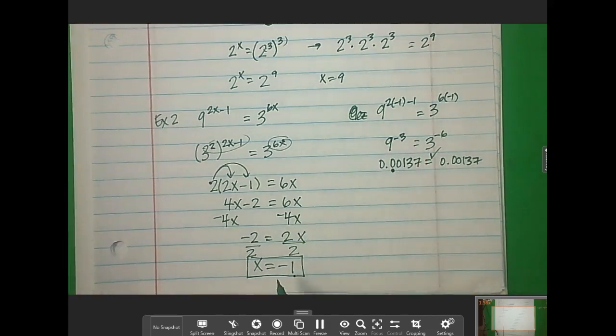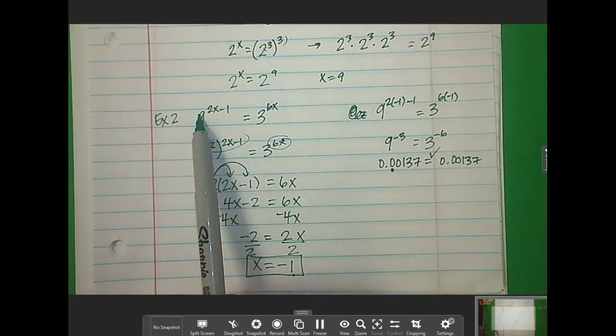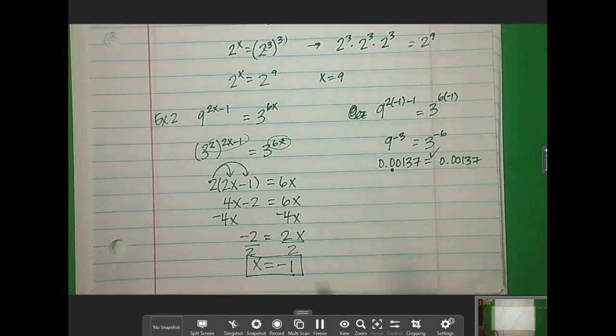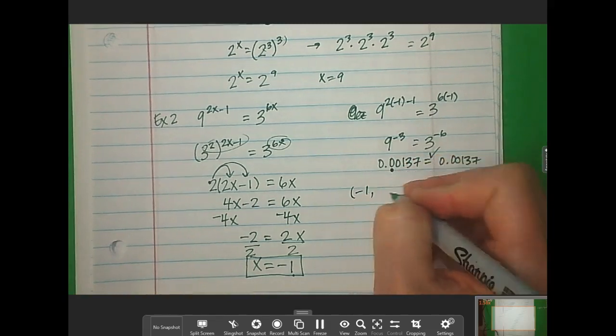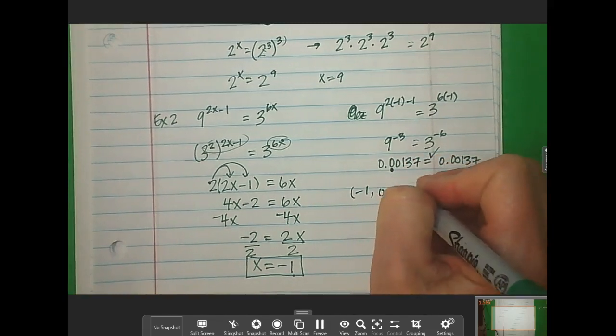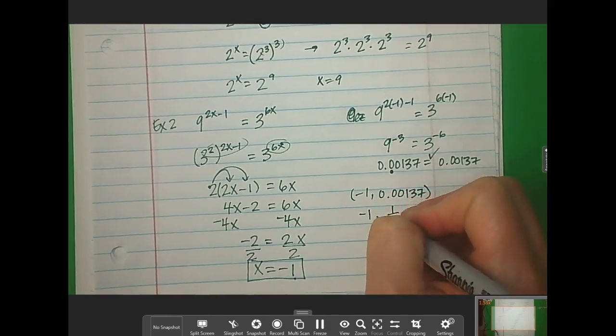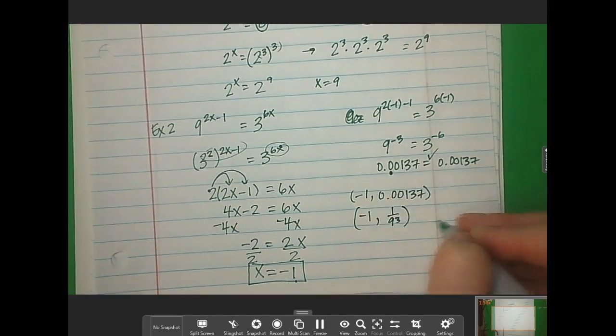So when you graph this, the intersection of these two, this is y1, this is y2, or this is f of x, this is g of x. The intersection point will be negative 1, 0.00137. Or negative 1, 1 over 9 to the third. That's another way to write it.